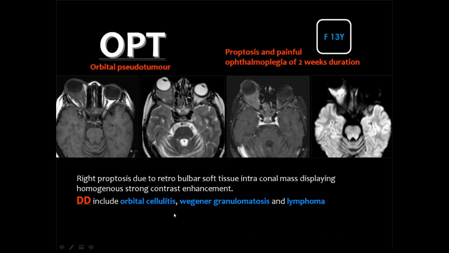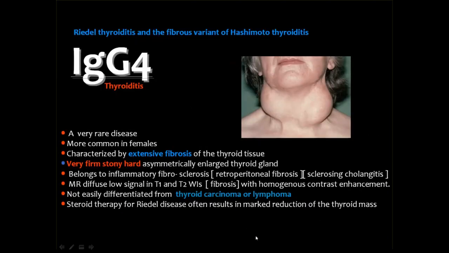Then in the differential diagnosis, orbital cellulitis, you know that orbital cellulitis is diagnosed whenever there is ethmoidal sinusitis, Wegener granulomatosis, and lymphoma. Then one of the lesions related to the thyroid, which is the Riedel's thyroiditis. IgG4 related thyroid disease is the Riedel's thyroiditis, where there is extensive fibrosis of the thyroid tissue, resulting in a very firm, stony, hard, asymmetrically enlarged thyroid gland.